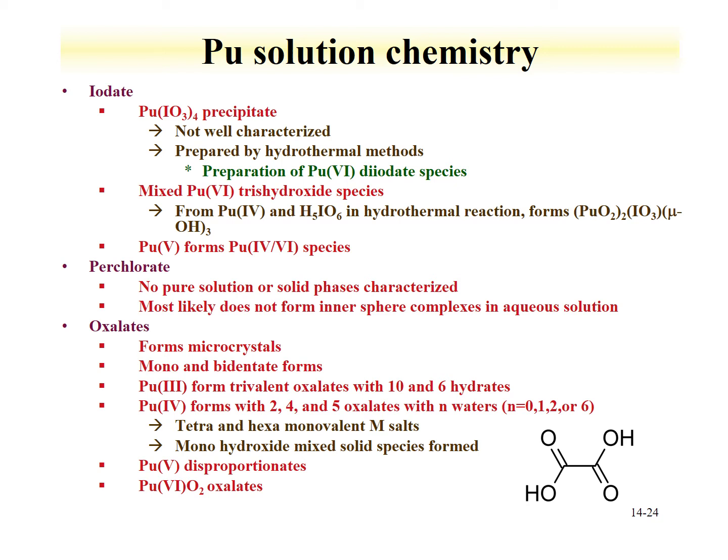Most likely it does not form inner-sphere complexes. And then the oxalates. The oxalate is a very common ligand used to precipitate plutonium. Microcrystals can be formed with plutonium. The 4 and the 3 form precipitates. The 3 forms with 10 to 6 waters, and the 4 can form with 2, 4, and 5 oxalates with a given number of waters, anywhere from 0 to 6. As with other organic acids, the plutonium-5 tends to disproportionate, and you can form the plutonium-6 oxalates in solution, and they will precipitate.